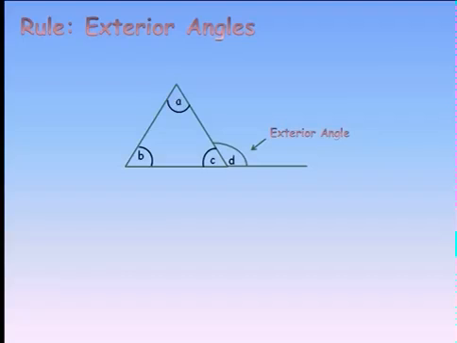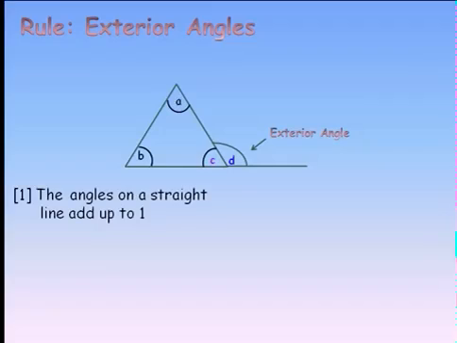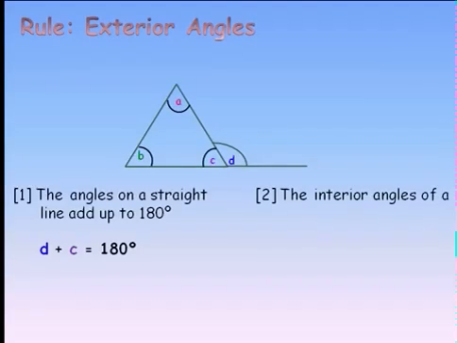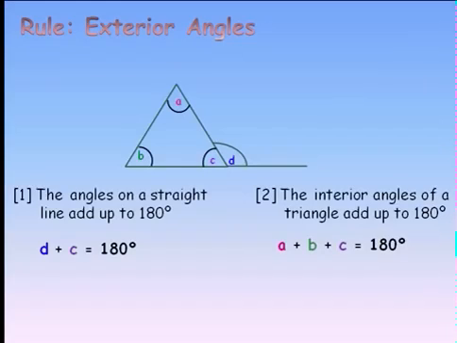So the first thing that we can notice is that angles C and D are on the straight line, so adding those together will equal 180 degrees. So D plus C equals 180 degrees. Then the next thing that we can notice is that inside the triangle, these angles will also add up to 180 degrees. So A plus B plus C equals 180 degrees. But now that we have these, we have two rules instead of one, so we're going to look at trying to combine this information.